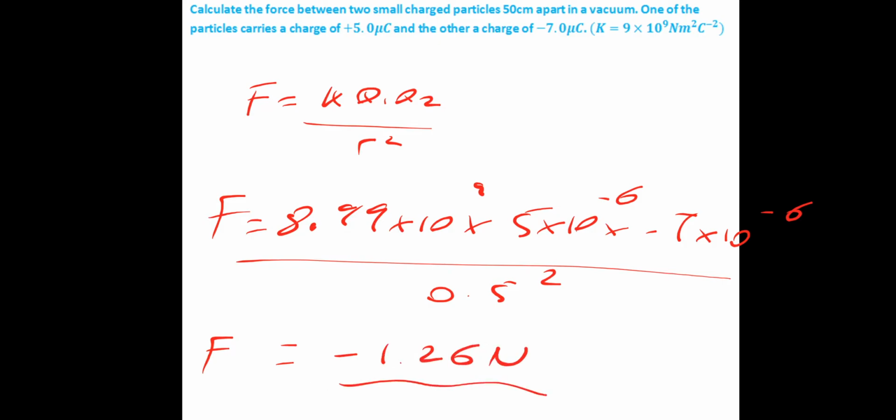The negative is just telling you that the force is attractive, which makes sense because we've got a positive charge and a negative charge. Let's move on.